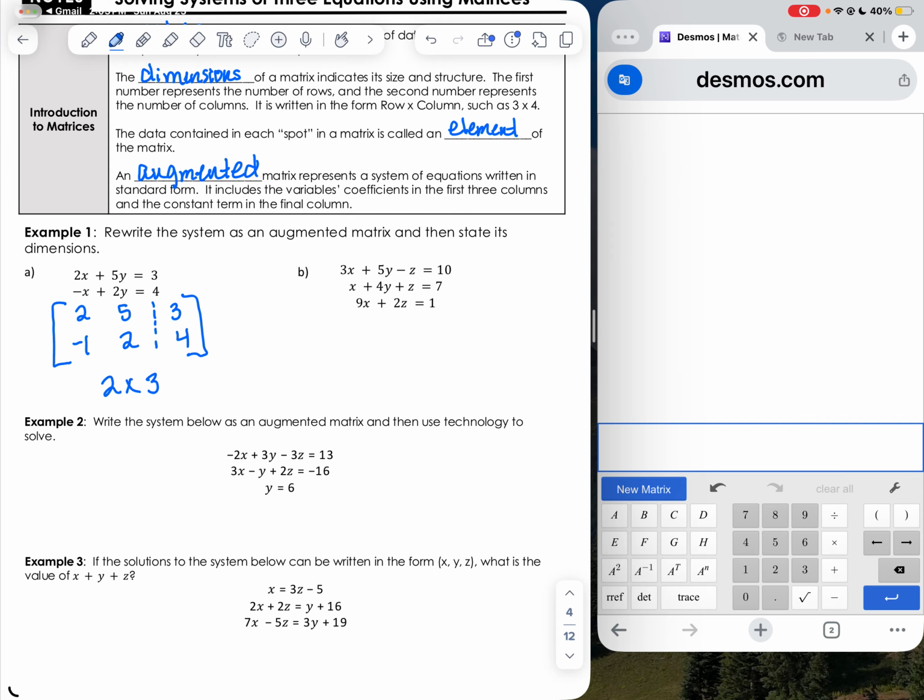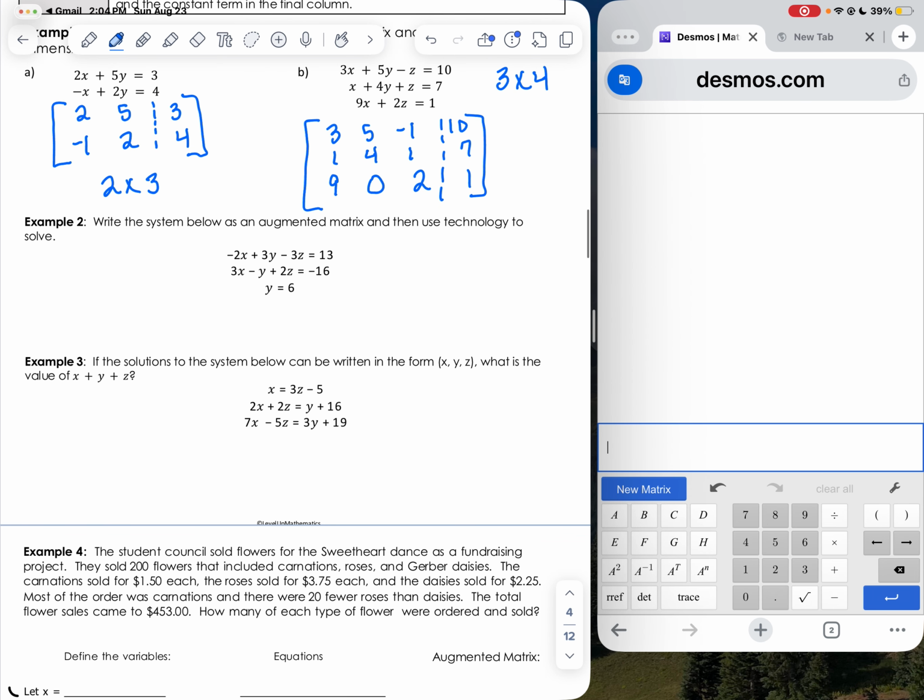In problem B, we have a system of 3 equations. So I'm going to draw a bigger bracket here. And our coefficients of my top row are 3, 5, and -1. My constant is 10. In the second row, I have 1, 4, 1, and 7. Now, you've got to be careful in the bottom row because we're missing a term. The coefficient for x is 9. The coefficient for y is 0 because we're missing the y term completely. The coefficient for z is 2, and our constant term is 1. So this is called an augmented matrix, and it's a 3-row by 4-column matrix.